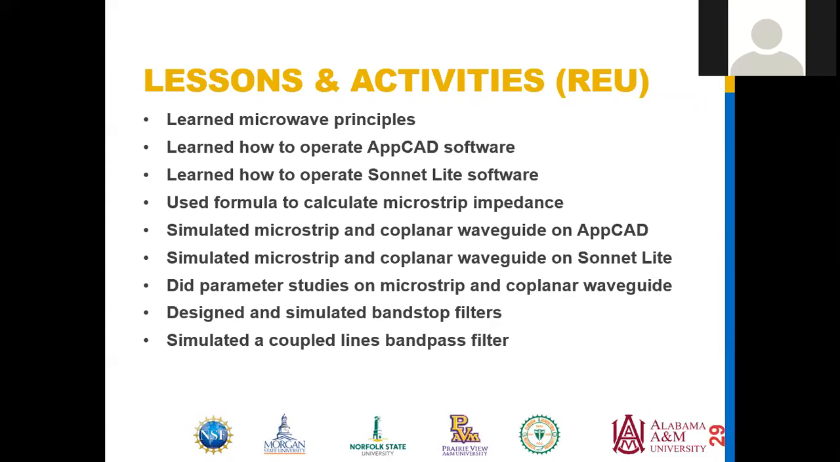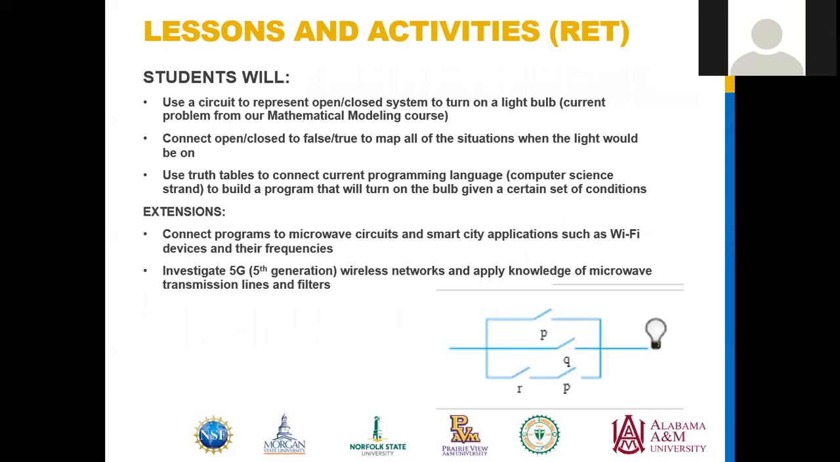Once that was done, then they took those measurements and went into Sonnet Lite and simulated the actual devices themselves. So once those are simulated, they can analyze at all the different frequencies to see what happens at each of the individual frequencies. That's where we saw that for certain frequencies, we would get that full pass and everything there.